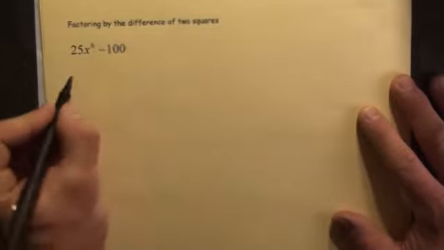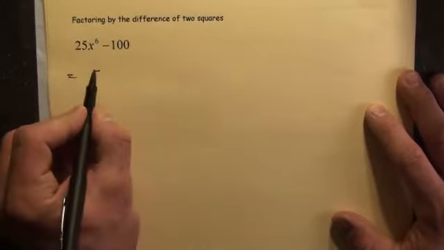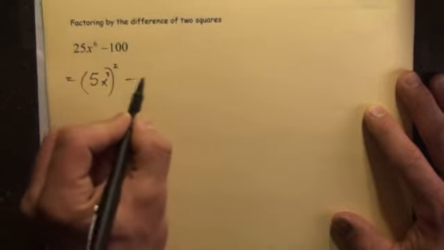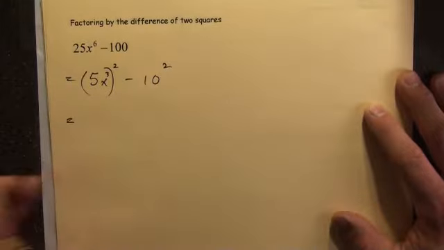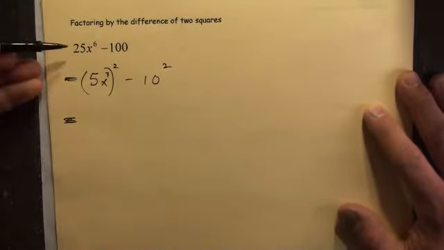Next one. Oh, blank page. Here you go. 25x to the 6 minus 100. Let's break this down into the difference of two perfect squares. Let's call this 5x cubed squared minus 10 squared. Reverse engineer it. That's how you do this. Does this step equal this?